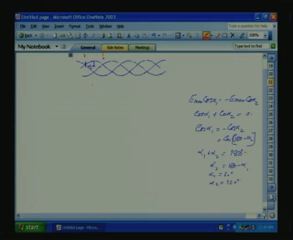For converter 1, this is the axis. You can see the 60 degree duration ripple for alpha 1 equal to 60 degree. What will it be for alpha 2? Alpha 2, if you take it as 120 degree, it will be like this.